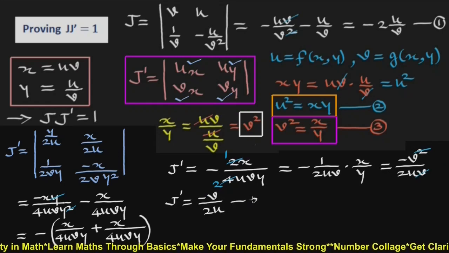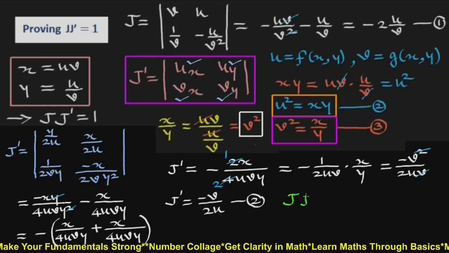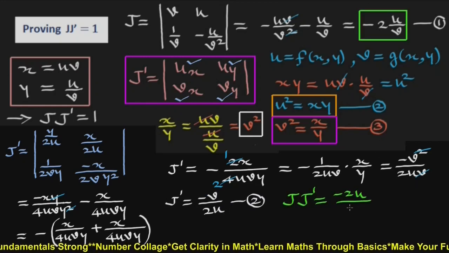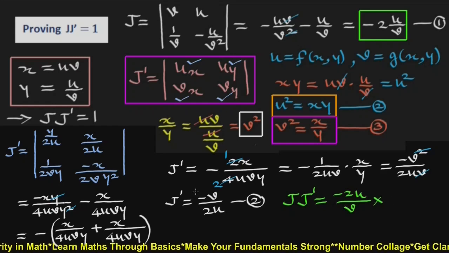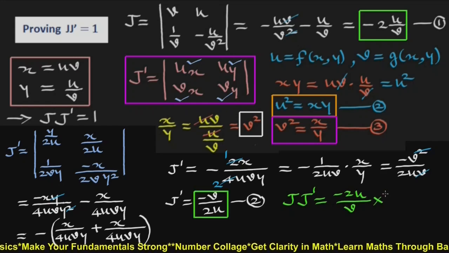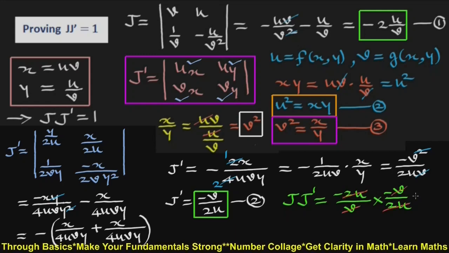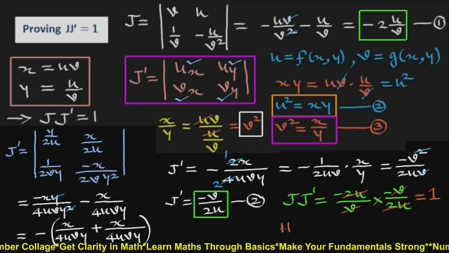We name this 2. Now JJ' will be this minus 2u upon v into J', which is minus v upon 2u. Cancelling 2u and v, we get JJ' equals 1. Hence proved.